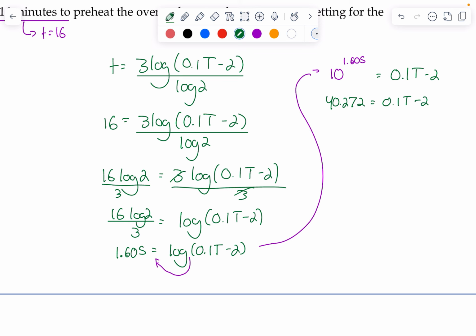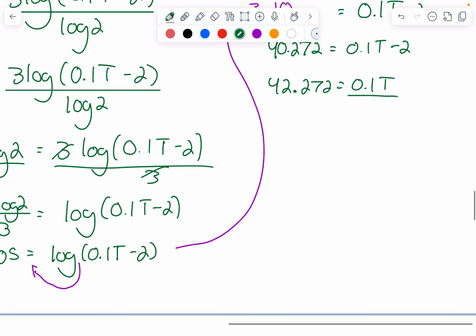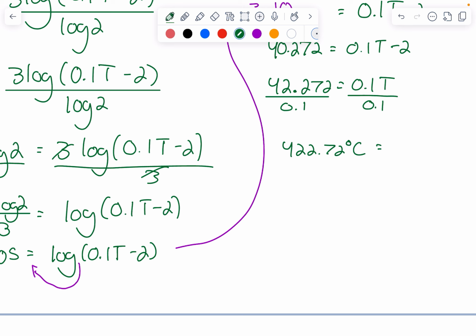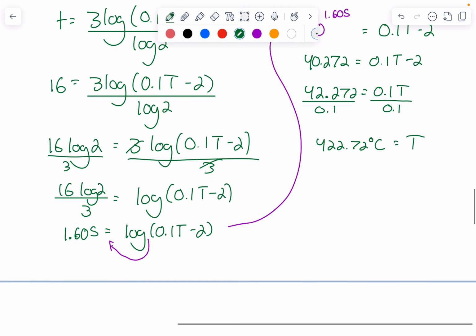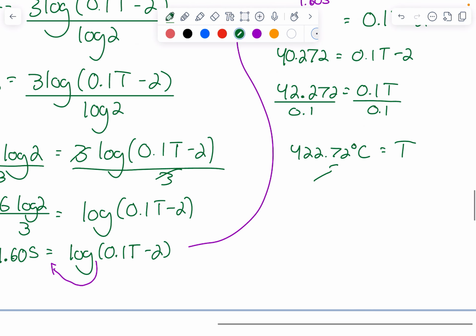So bring the 2 over. 42.272 is 0.1 T. And then divide both sides by 0.1. So essentially you're just shifting the decimal place 1 unit over. So that would be 422.72 degrees Celsius. And it didn't really tell us an approximation, so you're not really going to set your oven for a decimal. So let's round it up. 423 degrees Celsius.